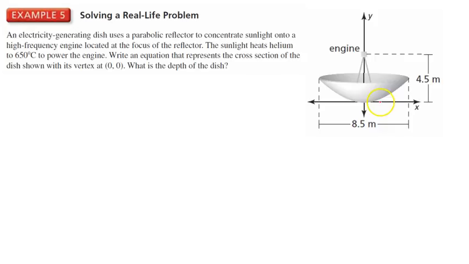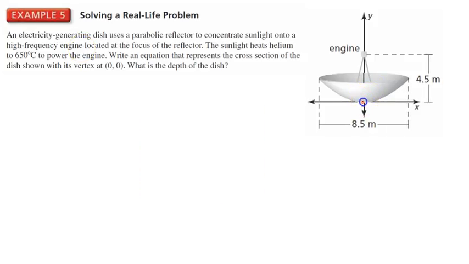So this dish here uses a parabolic reflector to concentrate light onto this little spot right here, which they call a high-frequency engine, at the focus of the reflector. So this is like a 3D version of a parabola, and it focuses all the sunlight onto this one spot. And it heats up this helium to 650 degrees Celsius and powers some wacky engine to make electricity. What we're going to do is write an equation that represents the cross-section of this dish, which is a parabola. And we're going to make the vertex 0, 0. And then we're going to use that to find out how deep this dish is.